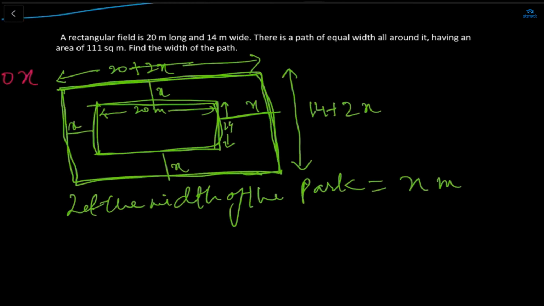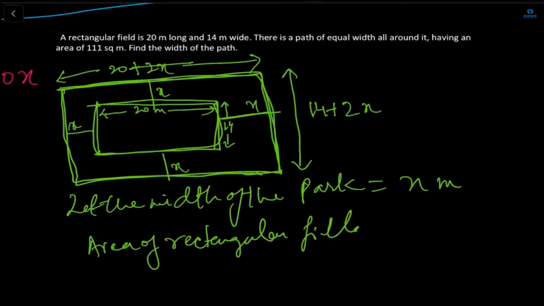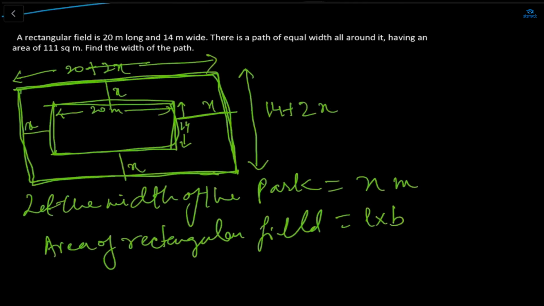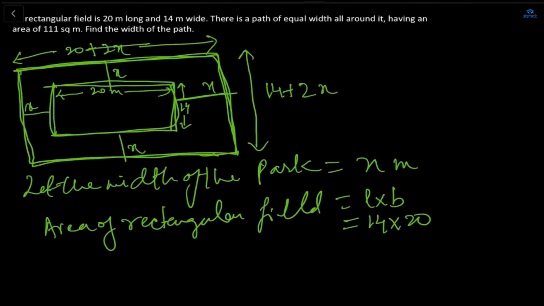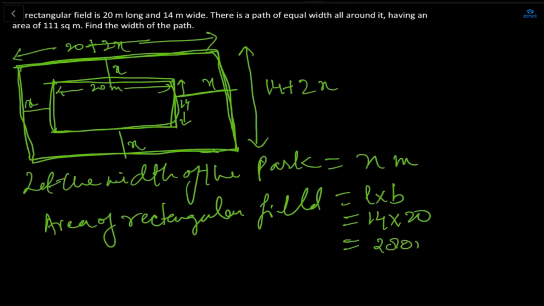So area of the rectangle, you can say what is a rectangular field? You are going to find out the area of rectangular field, which is length into breadth. Okay, so इसकी हो जाएगी 14 into 20. Yes, so you can take out as 280 meter square. Okay, now area of the big rectangular, which is including the path.